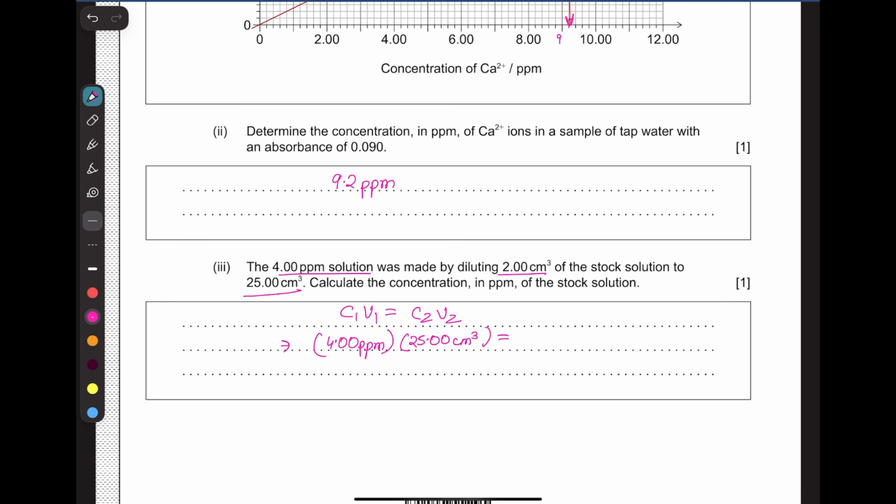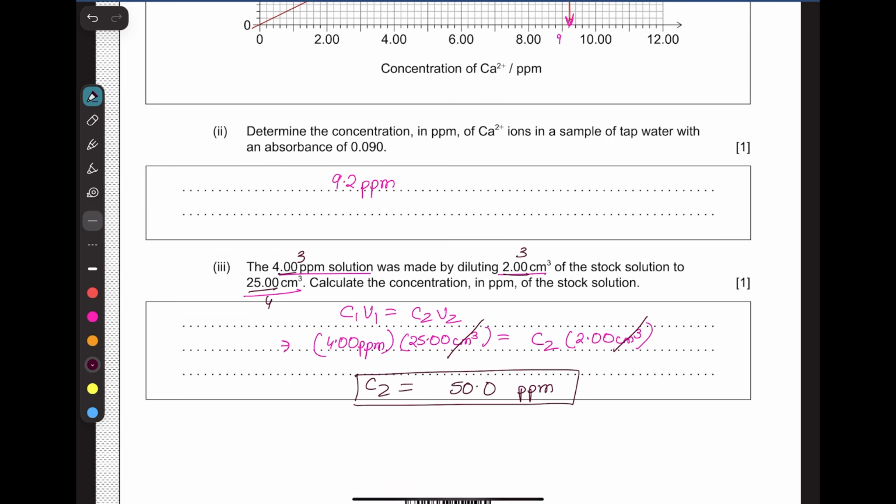This is V2. C2 is what you need to find. V1 would be 2.00 centimeter cube. Now you can do the unit analysis, cancel centimeter cube on both sides. And when you simplify, your answer of C2 would be in ppm, which is 4 times 25 by 2. Gives you 50, yeah? But you have to put 3 significant figures because this has 3, this has 3, this has 4. So always take the lower significant figures. So answer would be 50.0 ppm.